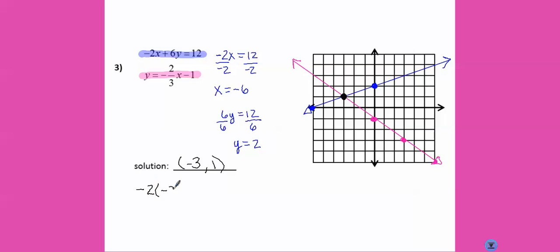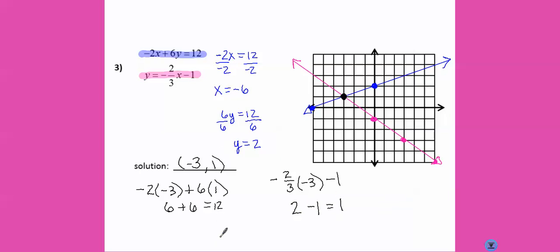So let's check it. -2 times -3 plus 6 times 1. -2 times -3 is 6. 6 times 1 is 6, which equals 12, which is what our equation said it should equal. And if I do -2/3 times -3 minus 1, -2/3 times -3 should be +2, minus 1 is 1, which we had for our y value. So they both work.